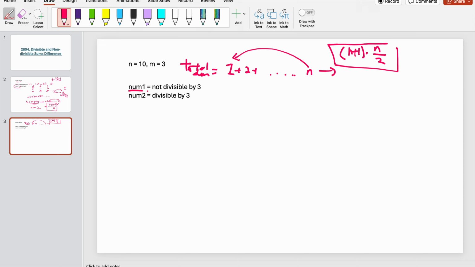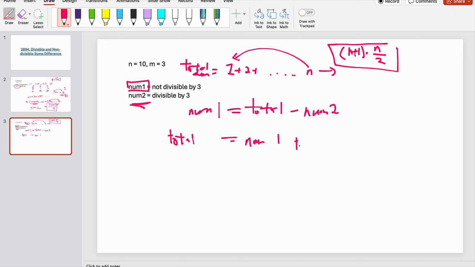But how do we find num1? Since we know num2 already, we can say num1 is equal to total minus num2. This will give you num1. And because our idea here is just to find num1 minus num2, if you switch around, you can also find that total is equal to num1 plus num2. So I think so far this is okay.